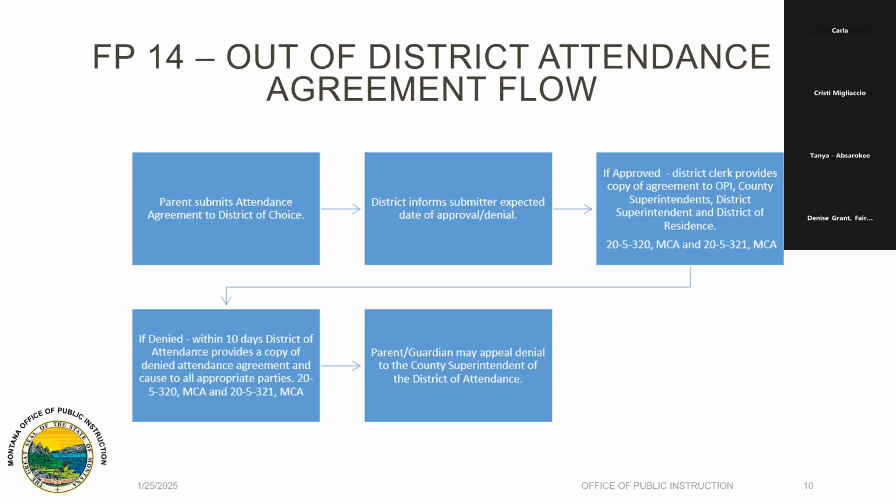If the agreement is denied, within 10 days, the district of attendance has to provide a copy of the denial to all appropriate parties. And then if the parent wants to appeal that decision, they have to go to the county superintendent of the district of attendance.